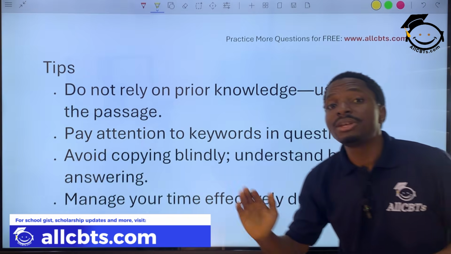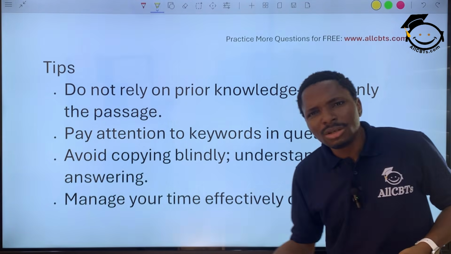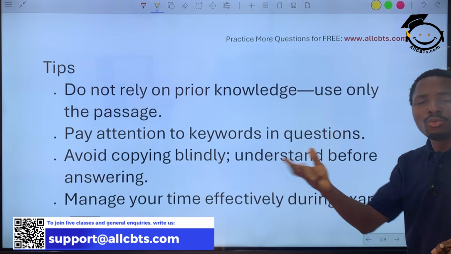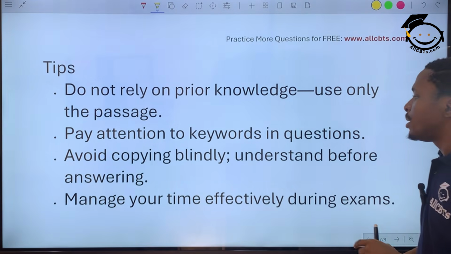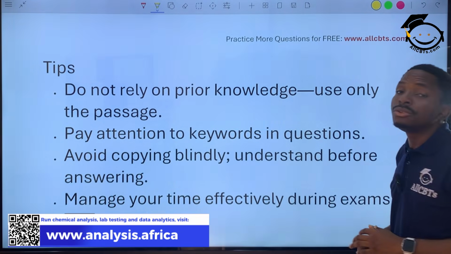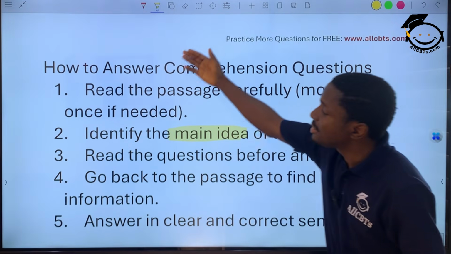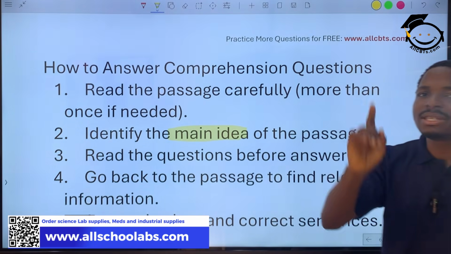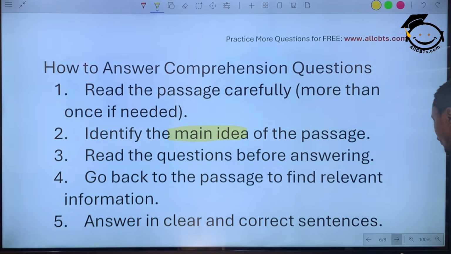Yes, some could be direct type of questions that could require you copying word for word. But even at that, try to make sure that if you are copying word for word, it matches perfectly with the question. Manage your time effectively during exams. If you follow these keys I gave you, how to answer correctly and quickly, you will not waste time in your next assessment of comprehension questions.